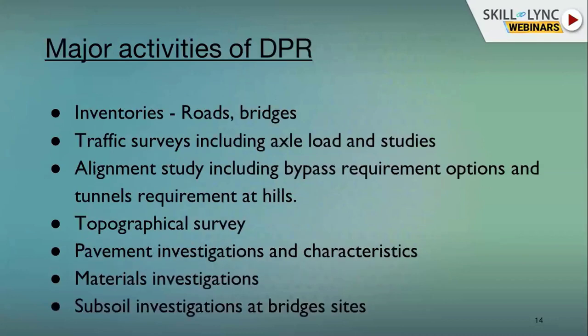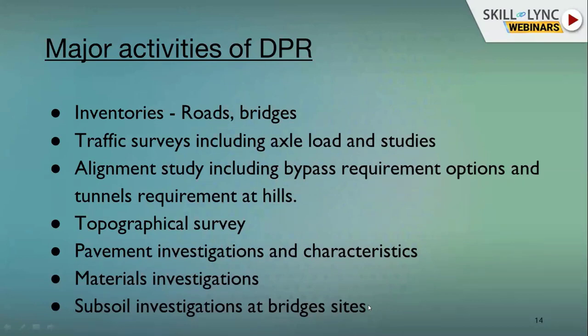Major activities in DPR. So these are the deliverables. I have discussed the scope of work, the deliverables. So to achieve that, what are the major activities we should cover in a DPR? We need to do the inventories of the road, then traffic surveys, study that required bypass or not, tunnel required for the hill station or not. Then topographical survey, pavement investigation and characteristics, material investigations, subsoil investigation at bridges.